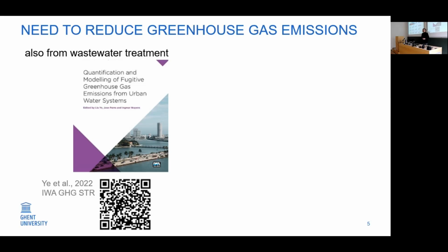Greenhouse gases come from all types of industries. They also come in different types, and some greenhouse gases are stronger than others. For instance, if we take CO2 as a reference, it has one global warming potential over a 100-year horizon. There's also methane, which is about 30 times stronger, and N2O, which is almost 300 times stronger.